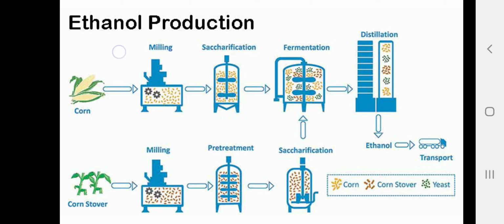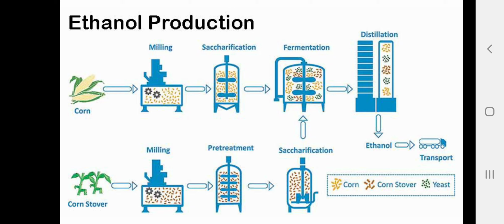Now this is a pic which shows the ethanol production by using maize, that is corn. So when the corn is used, the grains or the cob is used, it has to be subjected to milling. Later on, it is subjected to saccharification, and then it is subjected to fermentation, and later on distillation is brought about and ethanol is obtained.